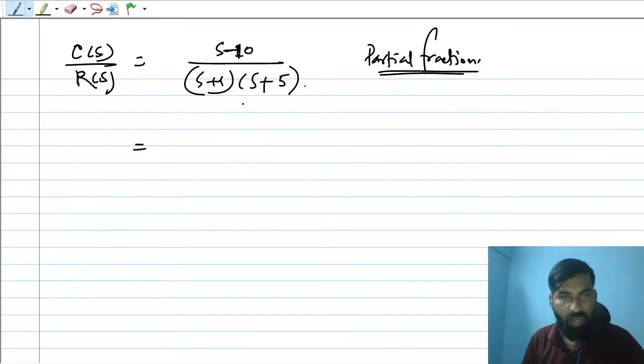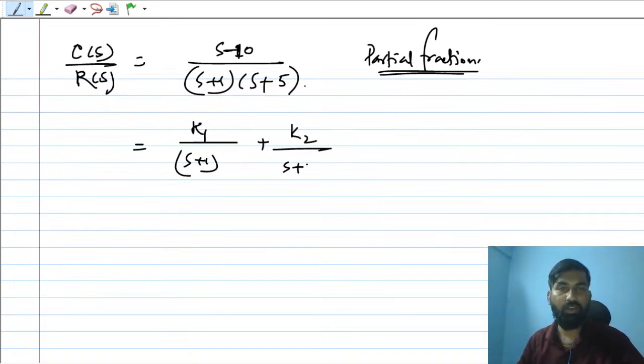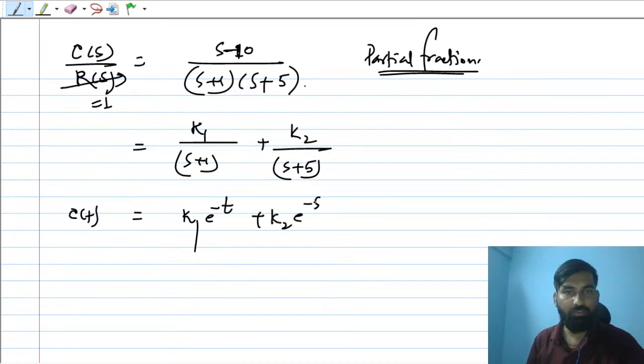In general, I'm just writing the partial fractions directly: k1 by (s plus 1) plus k2 upon (s plus 5). Just forget about the numerator part, we are not worried about it. If you take the inverse Laplace transform, suppose the numerator is equal to 1, then c(t) will be in the form of k1 e raised to power minus t plus k2 e raised to power minus 5t.